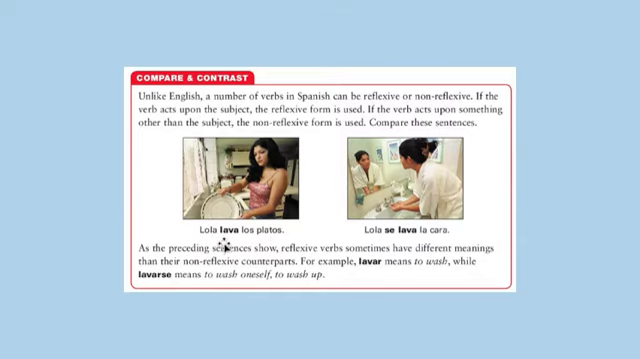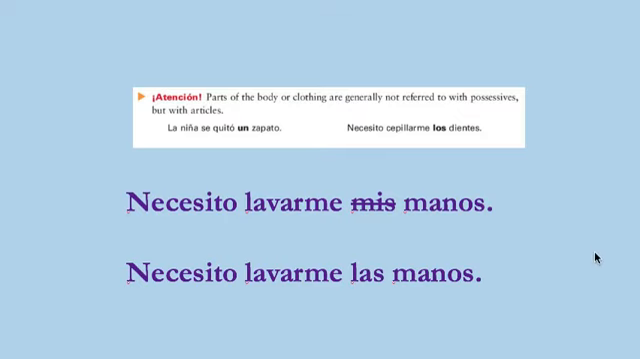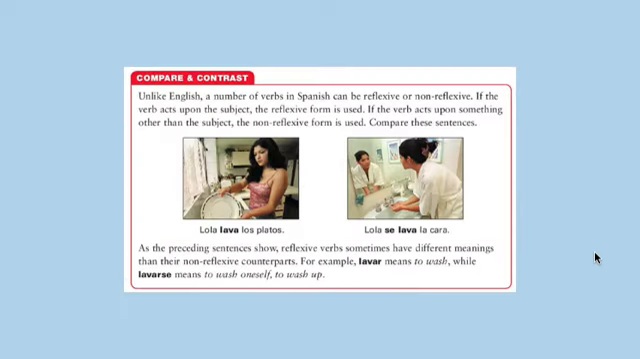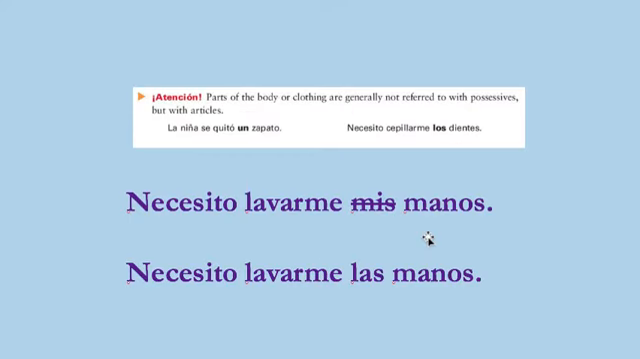She washes the plates. But Lola se lava la cara. Lola is washing herself the face, or is washing her face. So as these sentences show, the reflexive verbs sometimes have different meanings than their non-reflexive counterparts. In this example, lavar, to wash, or lavarse means sort of to wash up or to wash oneself. Notice also that parts of the body or clothing are generally not referred to with possessives, but rather with articles. So you notice in this example, it doesn't say Lola se lava su cara, but rather la cara.